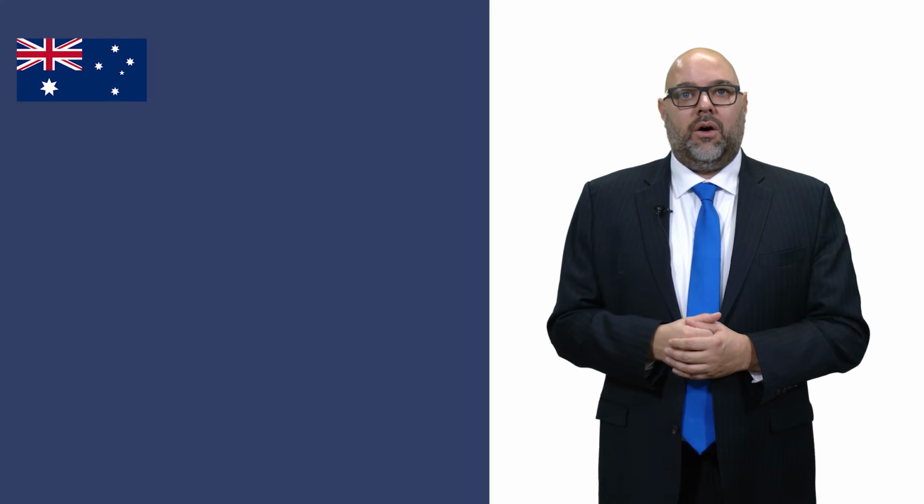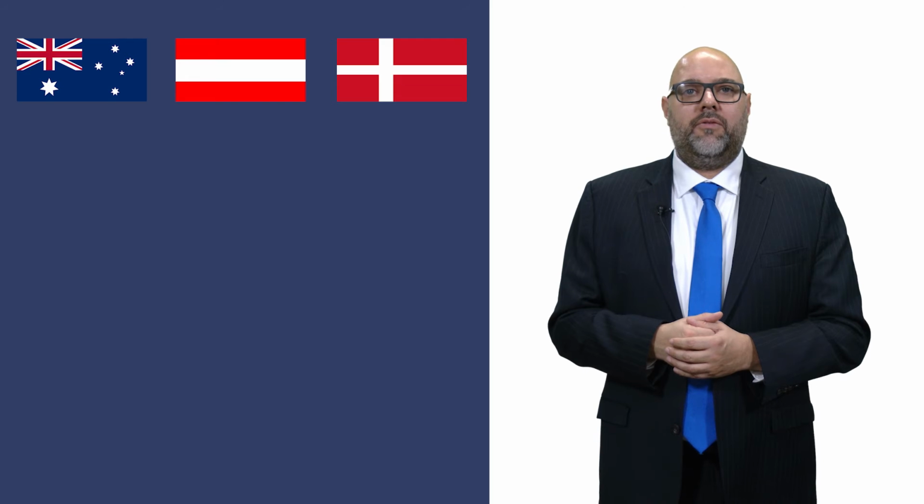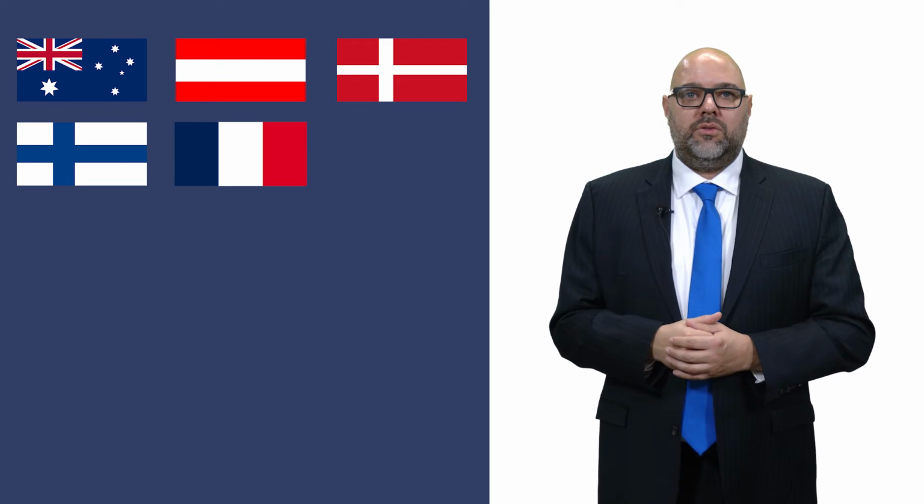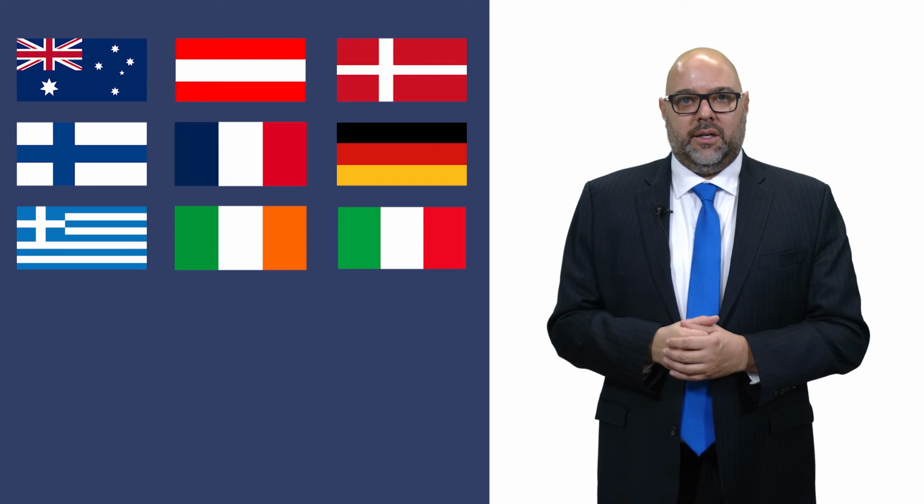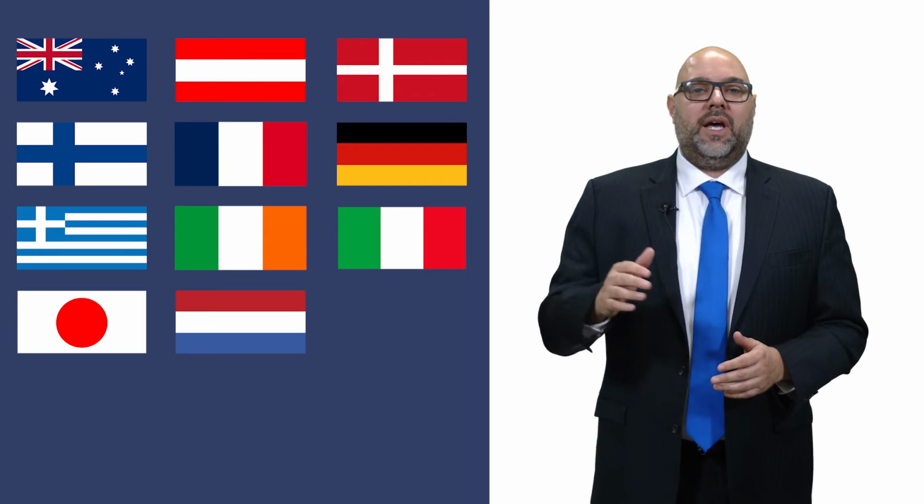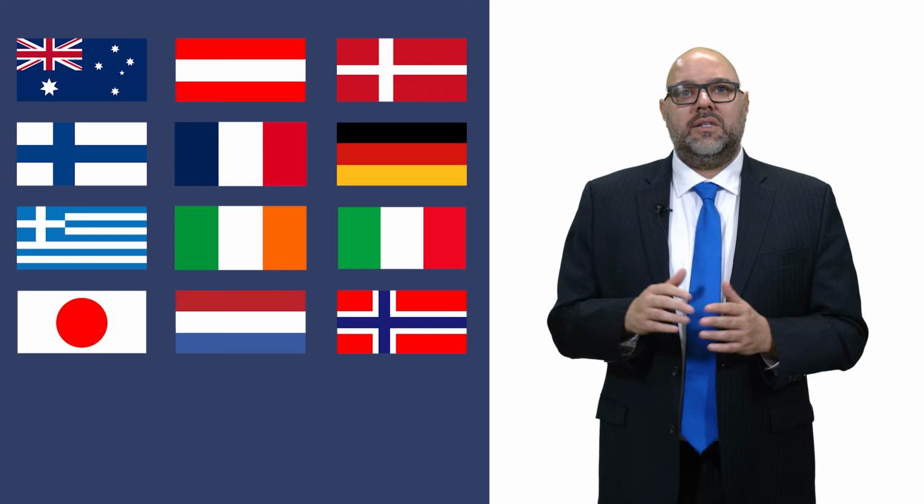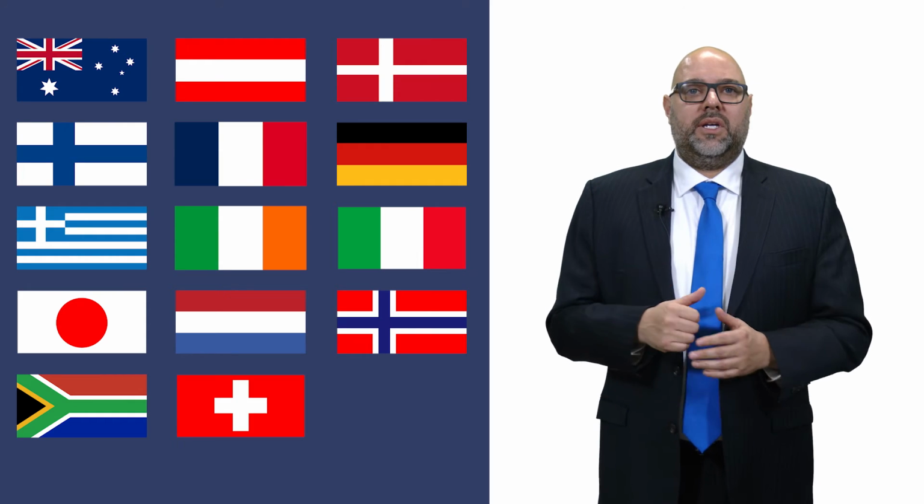Currently, the U.S. has estate and gift tax treaties in place with 15 countries, including Australia, Austria, Denmark, Finland, France, Germany, Greece, Ireland, Italy, Japan, the Netherlands, Norway, South Africa, Switzerland, and the United Kingdom.